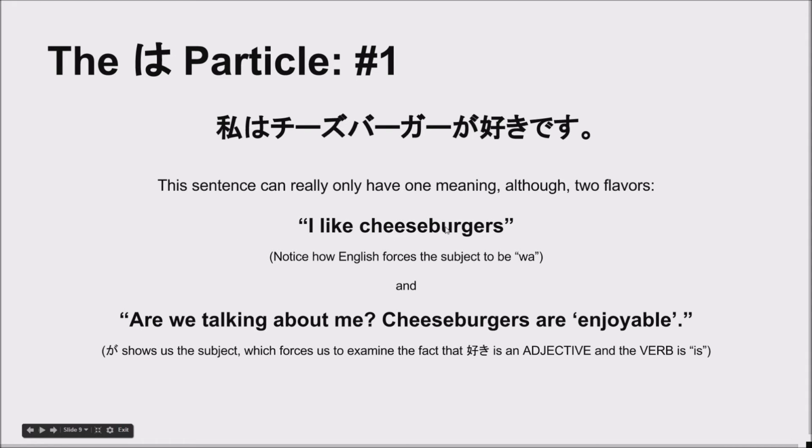Okay, so "I like cheeseburgers" is the closest and best we can do in English, although it's grammatically incorrect because this is an adjective, not a verb. Notice how English forces the subject to be wa. Because ga is the real subject in Japanese, and it exists in a likable fashion, we need to know what this sentence is applying to. This sentence is applying to watashi. Watashi wa cheeseburger ga suki desu.